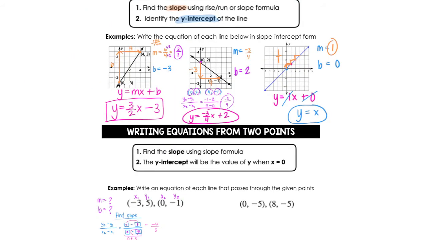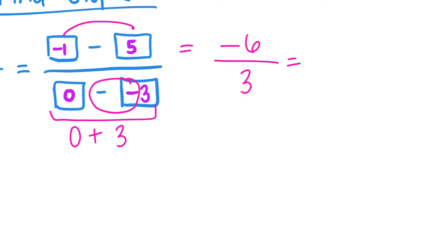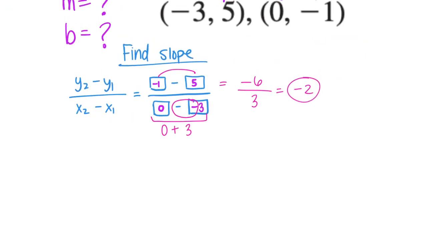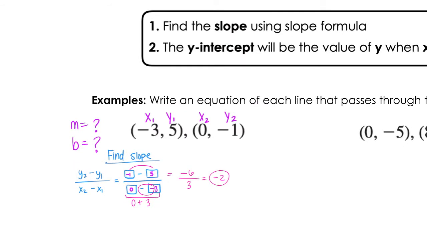So -6 over 3, that's the same thing as just -2. That's like saying -6 divided by 3. That's just -2. All right, so we have found the slope. That is the first step. The first step is to find the slope using slope formula. So that's our slope. I'm going to call that m. That's super important. That's our m, right?